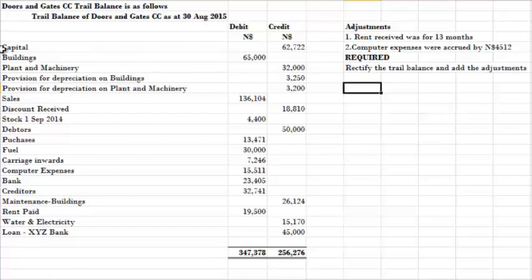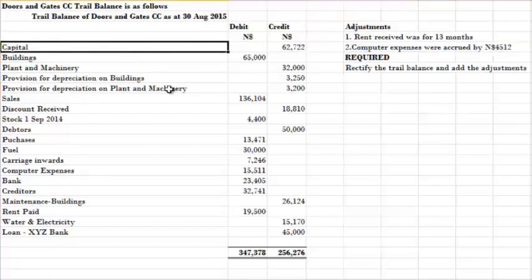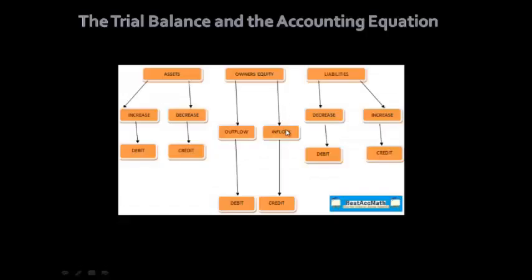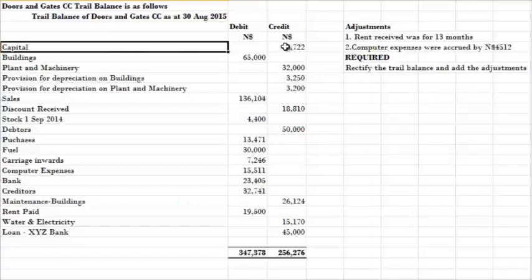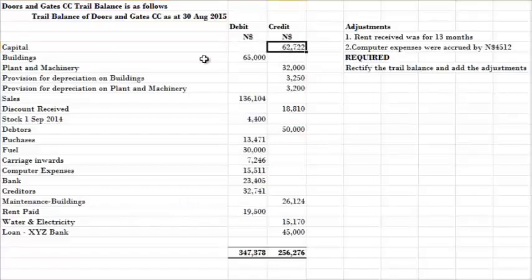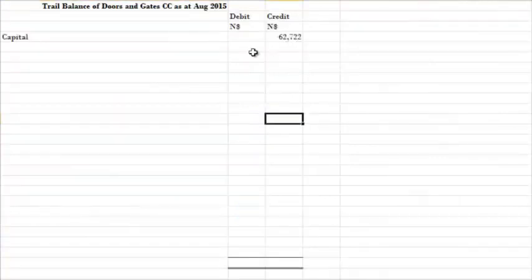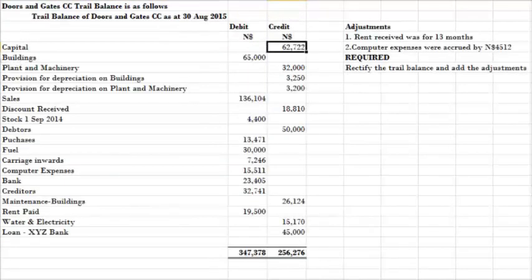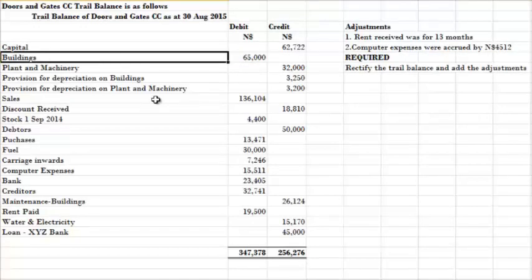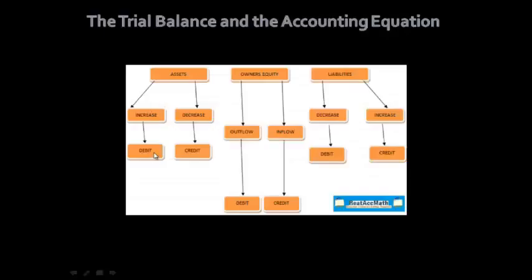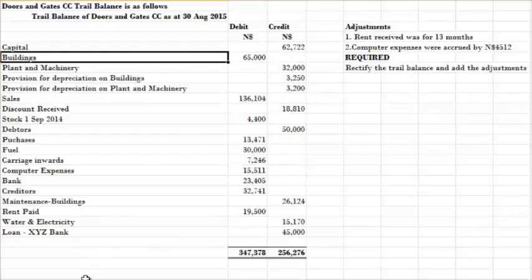Now firstly, let's have a look at capital. Capital, if we had to classify it in our accounting equation map, is an inflow, and all inflows should come on the credit side. And as we can see here, capital is on the credit side, so it is correct. So we can copy that over on the credit side. The second item on our list is buildings. Buildings is an asset, and all assets on the trial balance should be displayed on the debit side. It is also displayed on the debit side, so that is also correct.